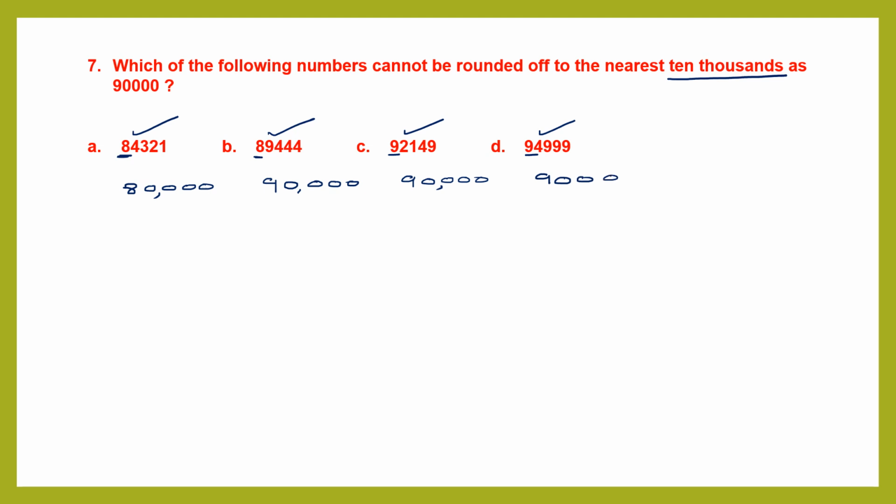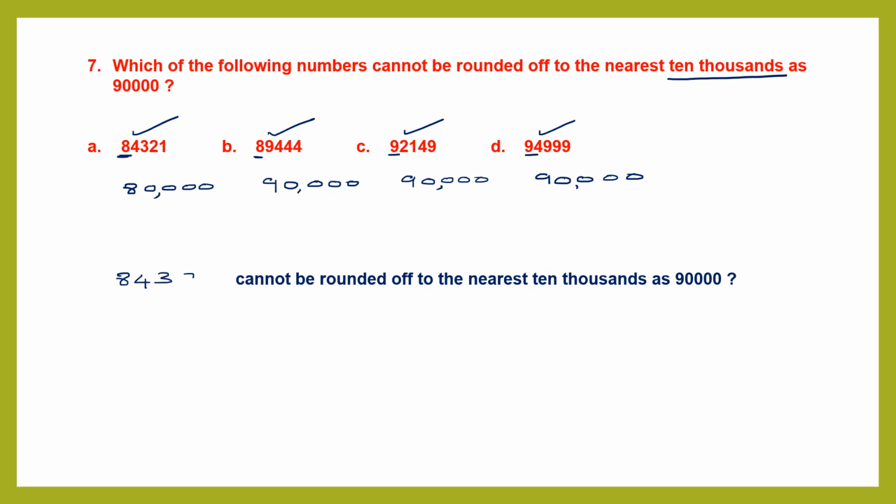1, 2, 3, 4. So as you can see, these three numbers can be rounded off to 90,000. It's only this number that cannot be rounded off to 90,000. So that is our answer. Which is our answer? 84,321, because this cannot be rounded off to the nearest 10,000 as 90,000.